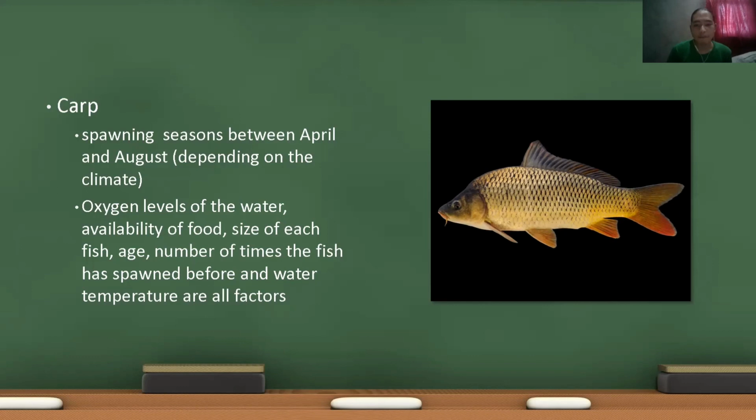So next is carp. Spawning season is between April and August, depending on the climate. Oxygen levels of the water, availability of food, size of fish, age, number of times the fish has spawned before, and water temperature are all factors known to affect when and how many eggs each carp will spawn at any one time.